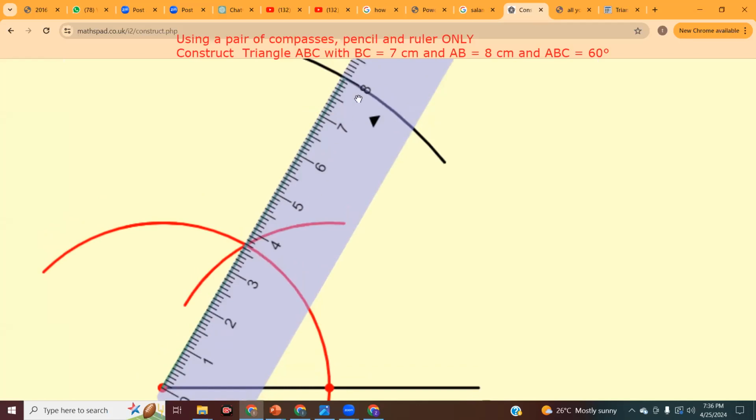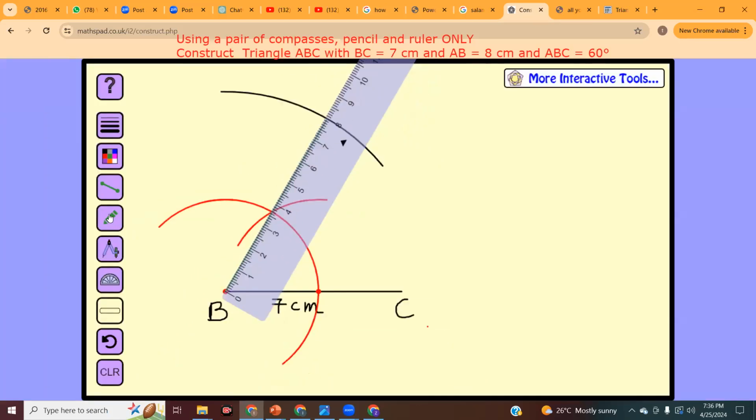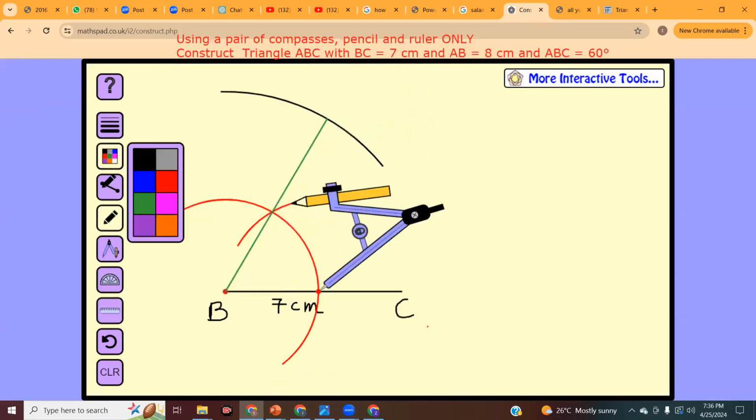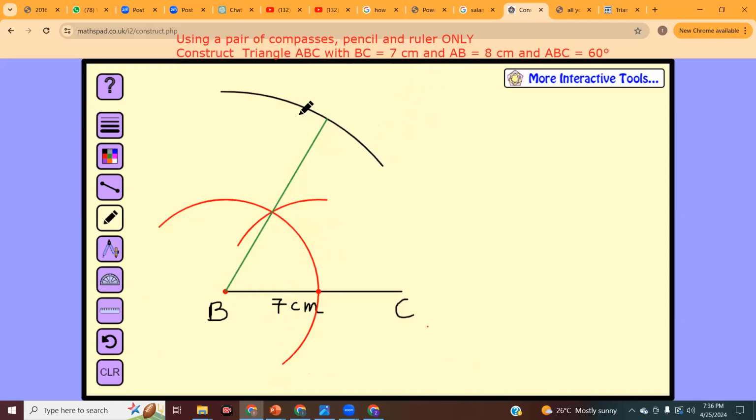Nice. And so that means that, let's label this. We're gonna label this one A. So this is A, B, C. We're gonna call the inside 60 degrees as it is. And then we're gonna label this line 8 centimeters.